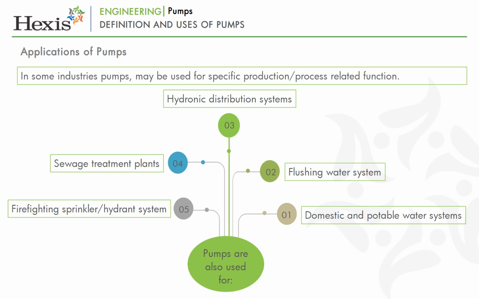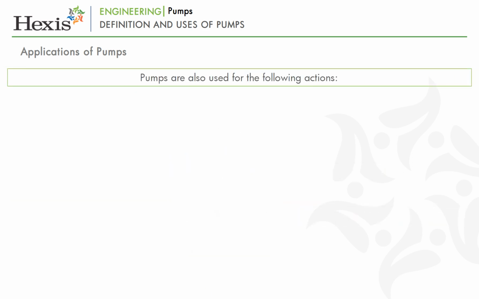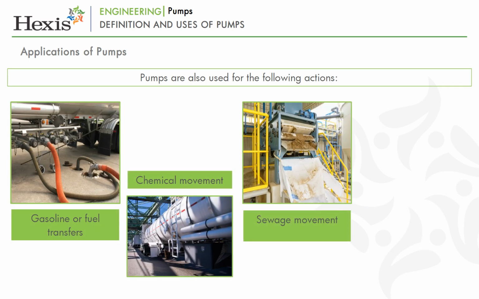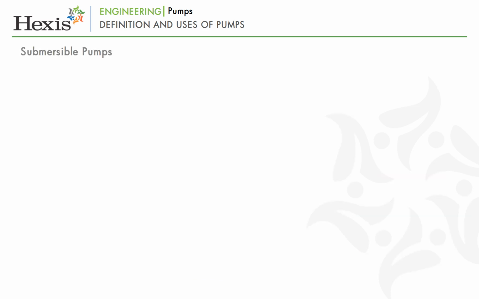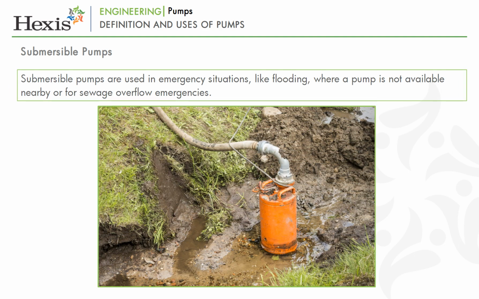In some industries, pumps may be used for specific production or process-related function. Other important uses of the pumps include gasoline or fuel transfers, chemical movement, sewage movement, flood control, etc. Let us note that though most of the pumps mentioned above are fixed pumps, there are submersible pumps available that are portable. Submersible pumps come handy in emergency situations like flooding, where a pump is not available nearby, or for sewage overflow emergencies.